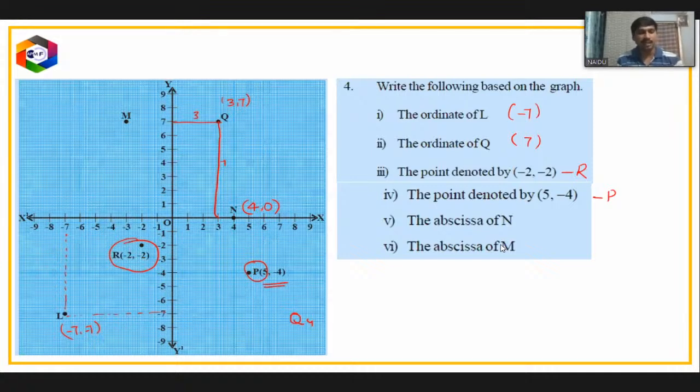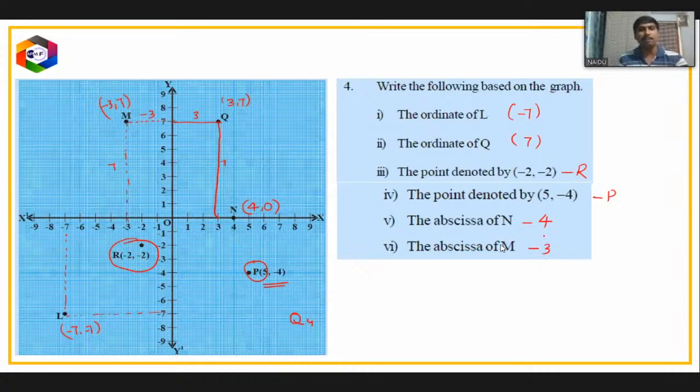Now the abscissa. Abscissa means, as I already said, the first coordinate. So what is the first coordinate here? Yes, it is very clear that it is 4. Now the abscissa of M. Here if you observe, M is how many units away from the y-axis? It is negative 3 units. How many units away from the x-axis? It is 7 units. Now this point can be denoted as minus 3 comma 7. So the abscissa, the x value, is equal to minus 3.